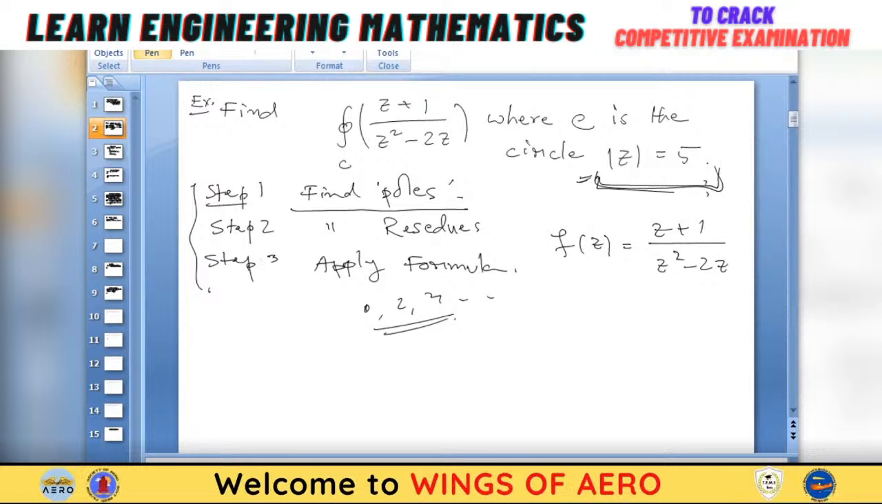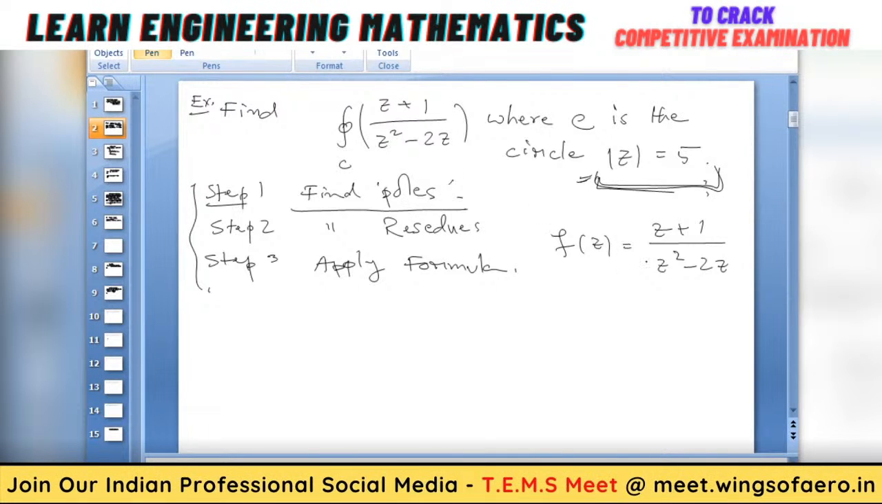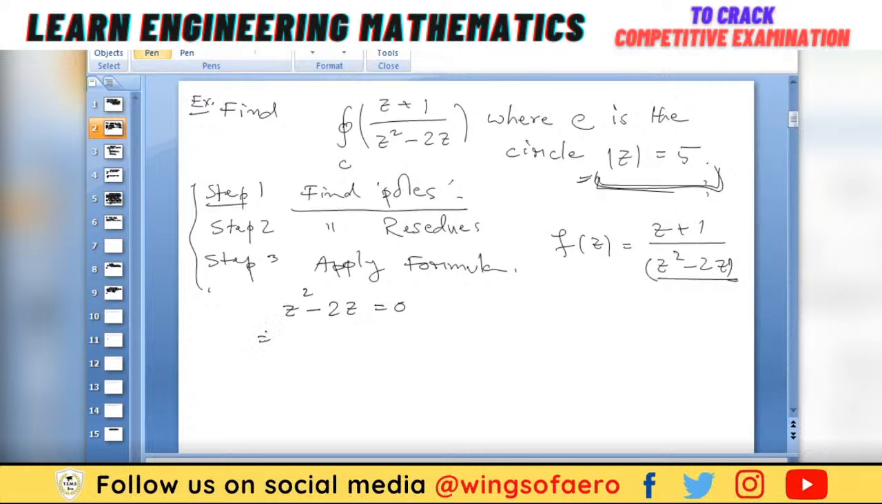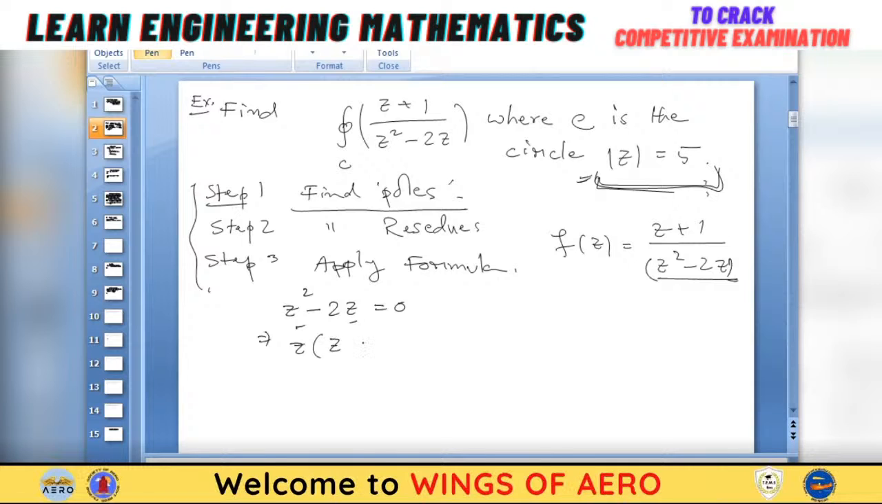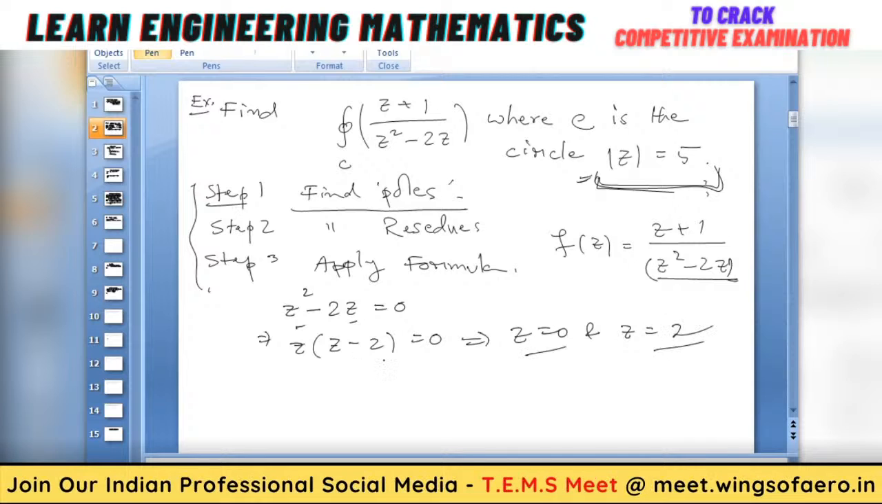Yes, the poles are where the denominator equals 0. So z^2 - 2z = 0. If I take z out as common, we get z(z - 2) = 0, which means z = 0 and z = 2. These two are the poles.